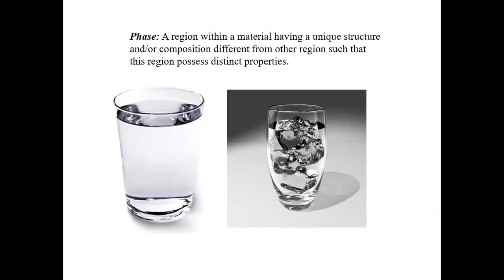A phase is basically a region within the material system that has a unique structure and/or composition different from other regions in the system, such that this particular region, or this phase, is going to possess a distinct set of properties from other regions. So this is a very formal definition. I don't think it's going to be very useful to us, so we're going to use some examples to understand this.